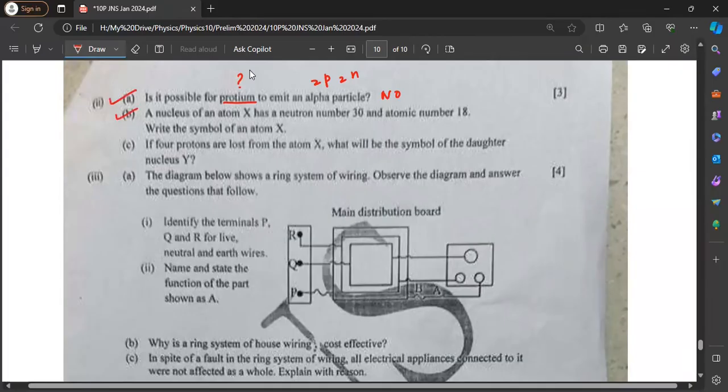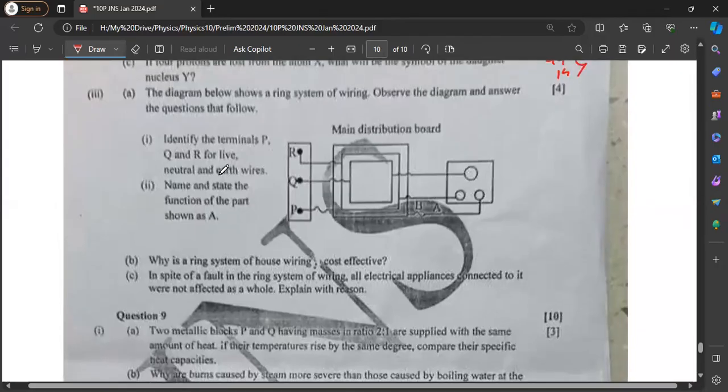A nucleus of an atom X has a neutron number 30 and atomic number 18. So therefore atomic number means number of protons is 18, and 30 plus 18 will be 48. So X will be 48 and 18. 4 protons are lost from atom X. What will be the symbol of the daughter nuclei? So 4 is lost, so that will be 44 and 14. So that will be Y.